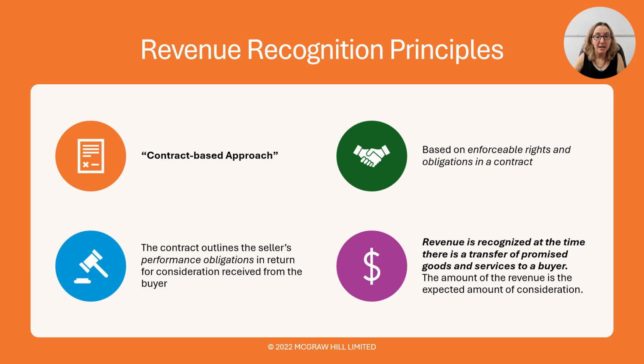And a contract is what's outlining the seller's performance obligations, basically in return for consideration received from the buyer. And it's based on the enforceable rights and obligations in a contract. And those don't have to be in writing. They can be in verbal form as well. So revenue will be recognized at the time there's a transfer of the promised goods and services to the buyer. And the amount of the revenue depends on the expected amount of the consideration.